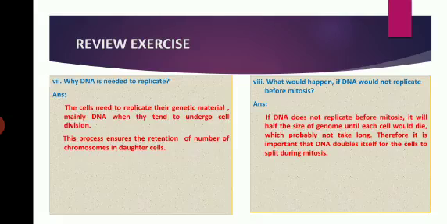So the cell needs to replicate its genetic material, mainly the DNA, when it undergoes cell division. This process ensures the retention of the number of chromosomes in daughter cells. Because two daughter cells are formed, the chromosomes must replicate themselves so that an equal number of chromosomes is divided to the two daughter cells. The daughter cells need the same number of chromosomes as their parent cell, and this is only possible when the parent cell replicates its DNA and makes a copy of its DNA or chromosomes.